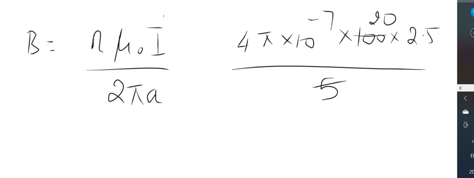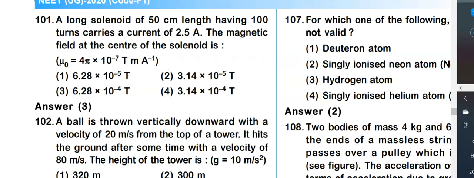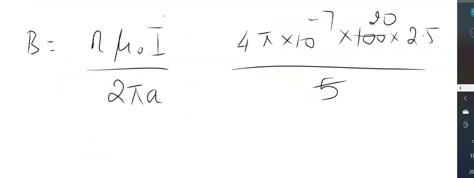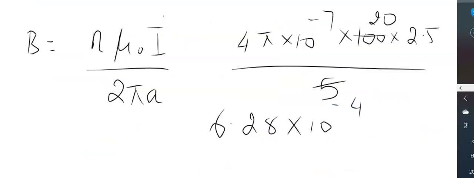Now you simplify this, 4 times 2.5 will give you 10. So that will give you 3.14 into 2, which gives 6.28. That into 10 to the power of, when we multiply this and simplify the tens and the powers, you get 10 to the power of minus 4. That is option 3. So many Tesla.